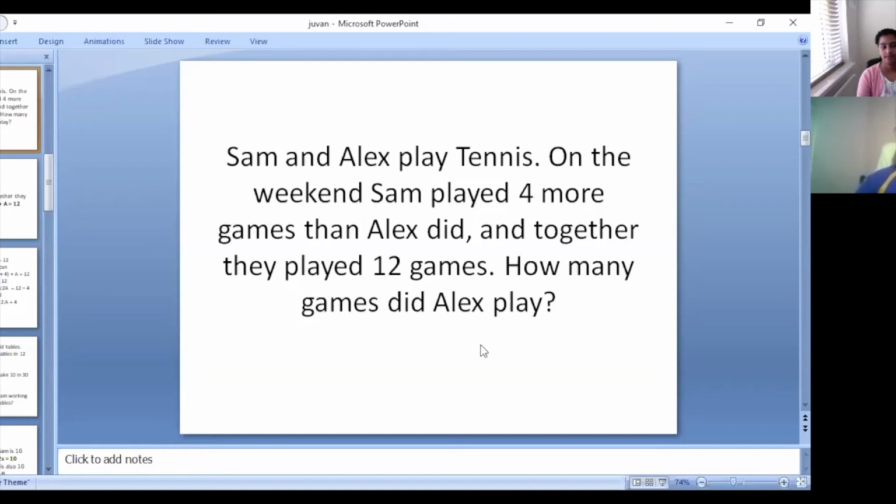And we have one more equation. It's given that they together have played 12 games. Sam and Alex together have played a total of 12 games. So if we take S as the number of games played by Sam and A as the number of games played by Alex, we can say that S plus A equals 12, right? Yeah. So that's our second equation. Now we'll see the power.